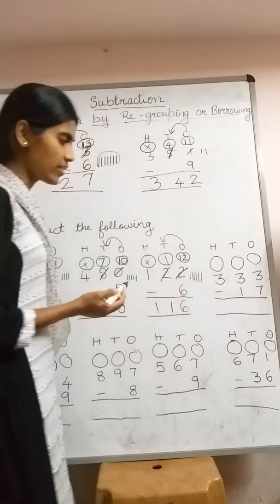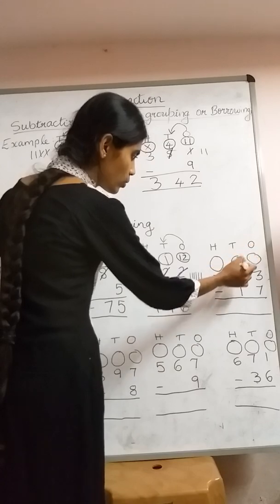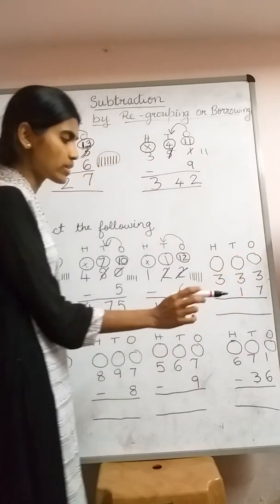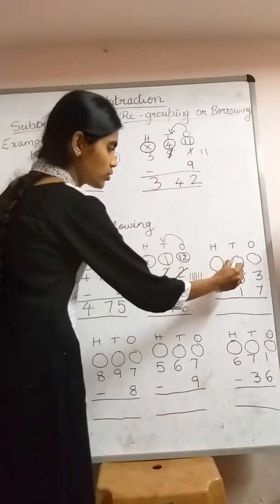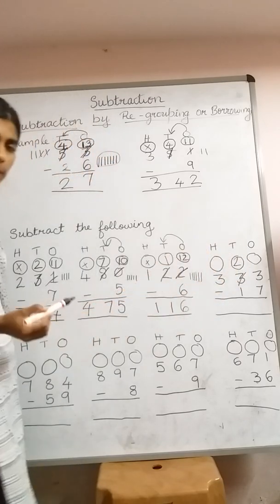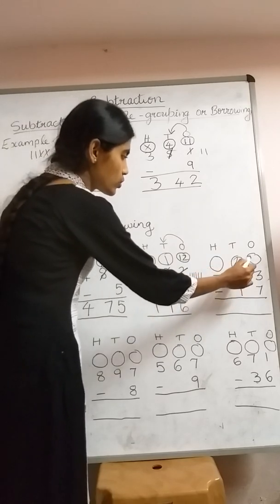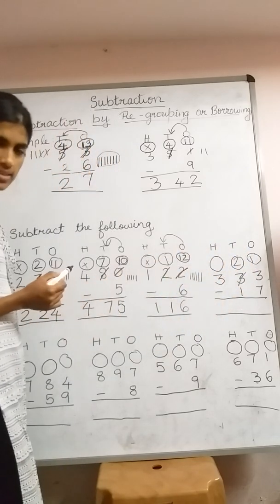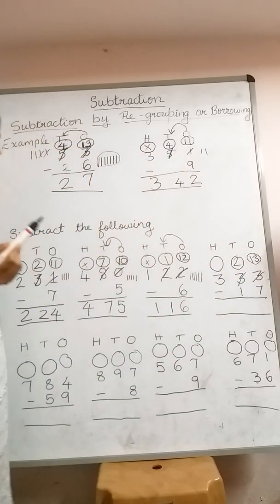3 minus 7, same. It's not able to subtract. Go to the tens place. When you go to the tens place, what should you do? Strike it first. And what should you write here in the circle? Backward number 2. Then you should write here 1 ten. Then strike this number and write here 3. Now 3 has changed to 13.